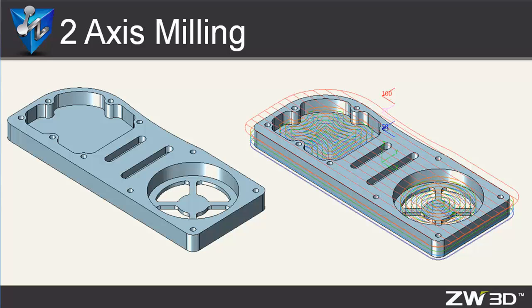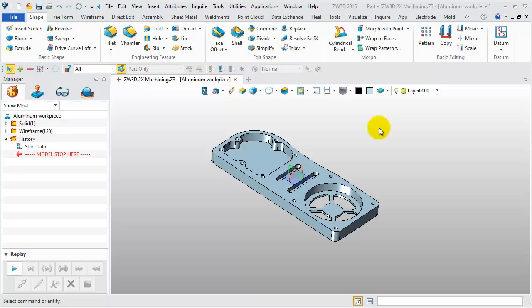Now, let's begin. This is the product with a few slots and holes. Its material is aluminum. We will use two-axis milling operations to machine it.